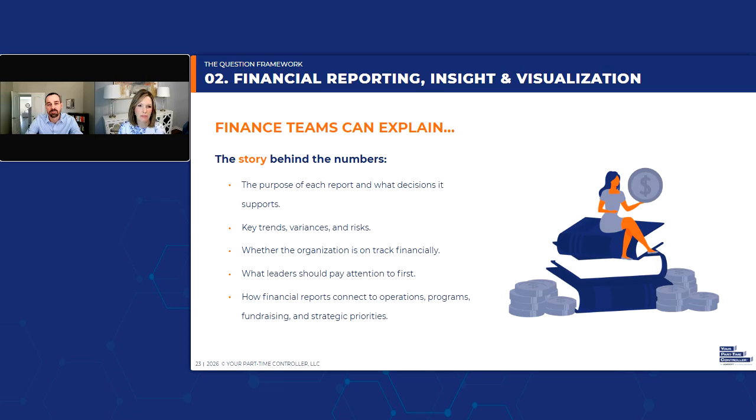And here's what a strong finance team can be prepared to explain in return: the story behind the numbers. That means being able to explain key trends, variances, and risks, but also clearly showing leadership the big picture. Whether the organization is on track financially and key items leadership should be focusing on to advance their strategic priorities. The theme here is narrative. Numbers on a page don't drive action. The story behind them does.